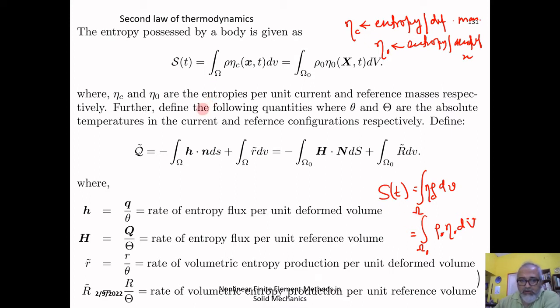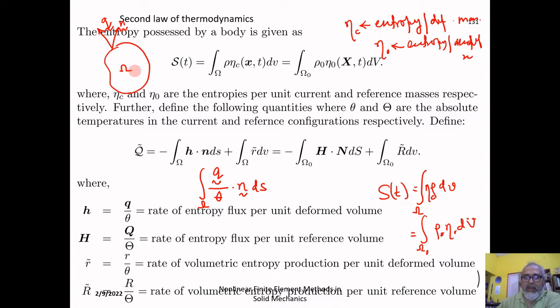And now remember the heat flux through the surface. The heat flux vector is denoted by q, and the entropy flux is q by theta dot n ds for the deformed body, and similarly we can define capital Q by capital Theta dot capital N dS over the undeformed body.